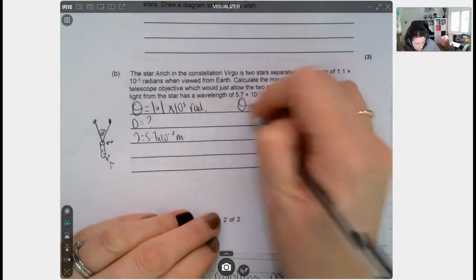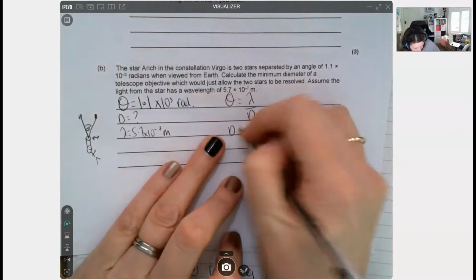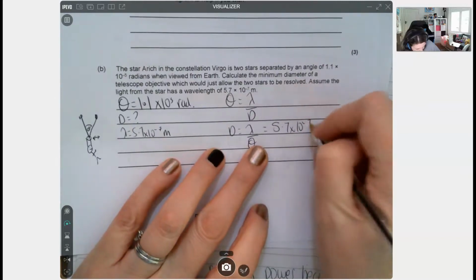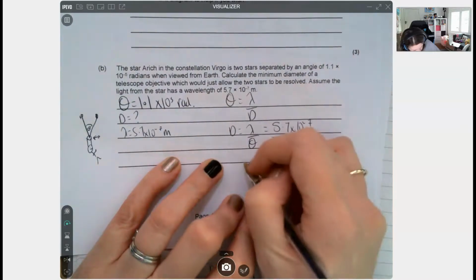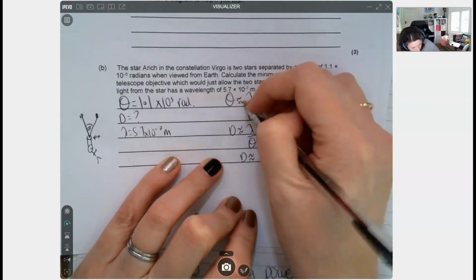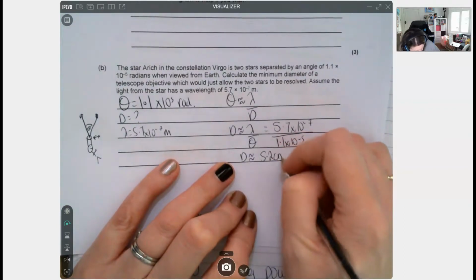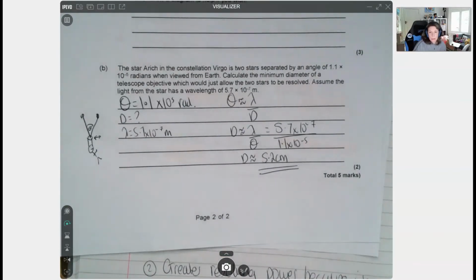meters? So if we do our Rayleigh criterion equation, it's that, but I want D. So D is lambda over theta. So it's 5.7 times 10 to the minus 7 divided by 1.1 times 10 to the minus 5, and it gives me an answer. Remember, this is approximation of about 5.2 centimeters. So if you were making a telescope, this would be a good size to use to get good resolution, but it's a balance then between the collecting power as well.